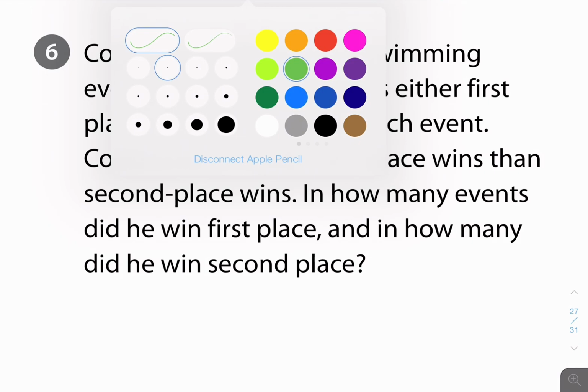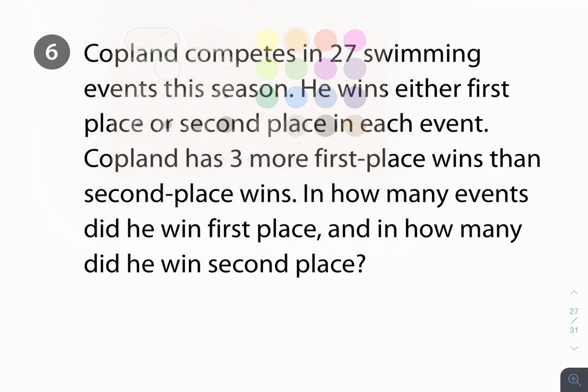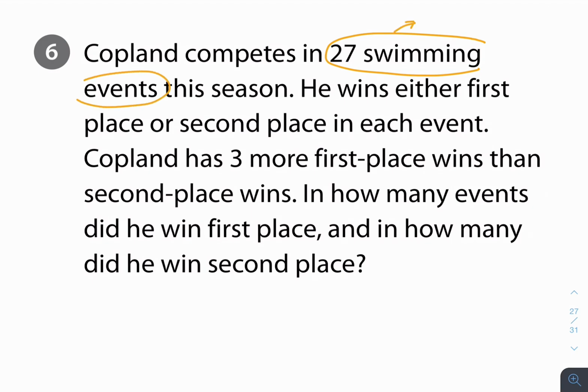All right. Let's start, as always, by circling our numbers. 27 swimming events. It's the total number of events. He wins either first place or second place in each event. He has 3 more first place wins than second place wins. In how many events did he win first place, and in how many did he win second?